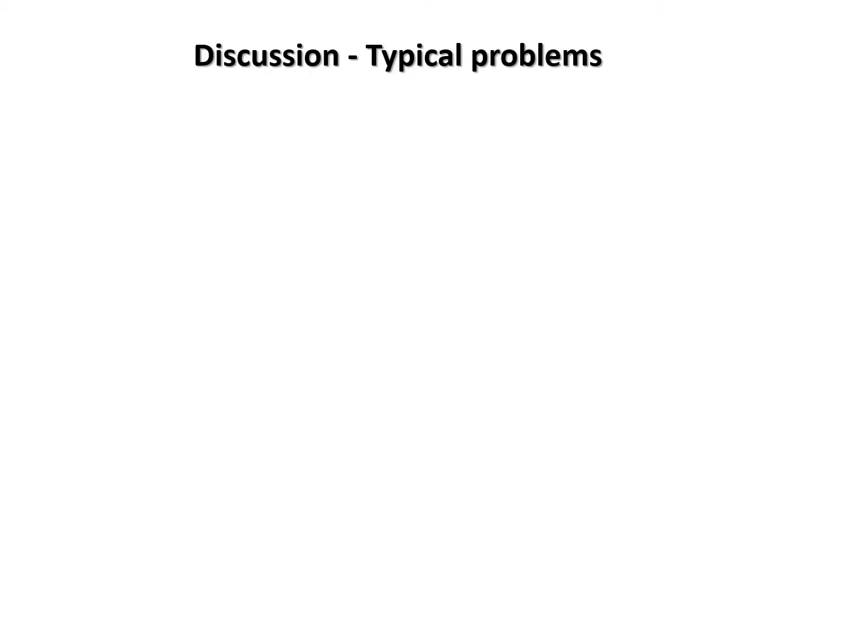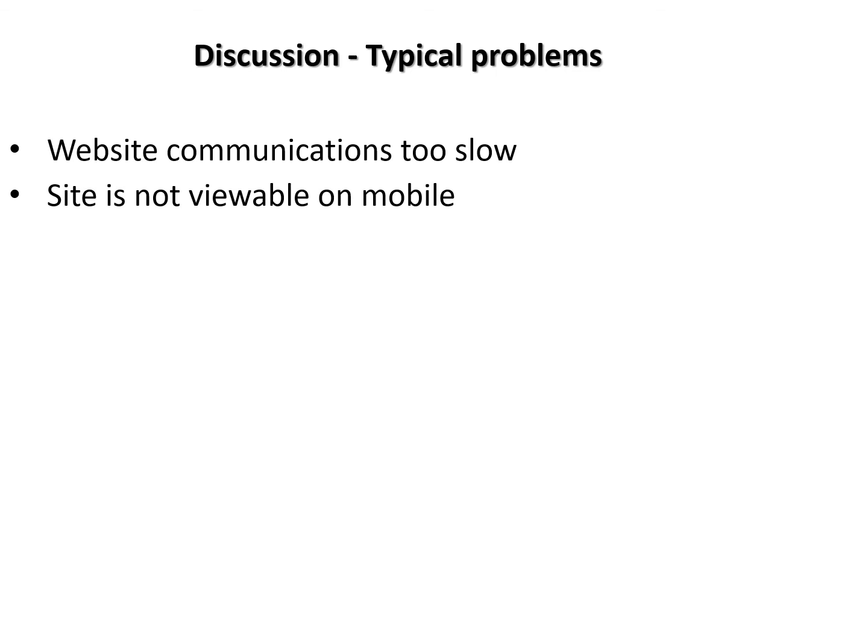So, discussion on typical problems. Website communications can be too slow. The site is not viewable on the mobile. When you develop your website, you need to think about how it is also viewed on a mobile platform as well. But now, when you're designing websites, you design the website and the mobile in tandem. You can design them both at the same time and check that what is being displayed on the desktop will be seen in a different format in the mobile application.